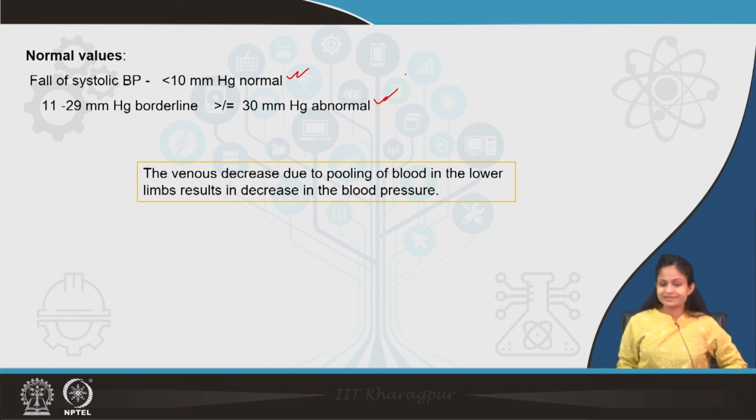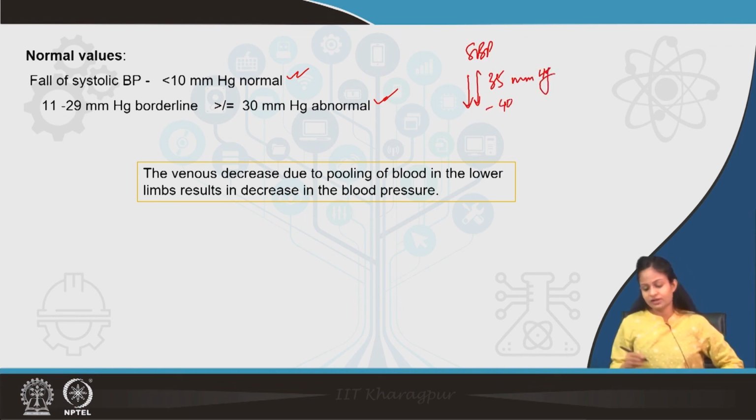Now, this test should not be done with a person who is having severe orthostatic intolerance. In case of severe orthostatic intolerance, usually the systolic blood pressure drops by more than 35 to 40 millimeter of mercury. So, in those persons, and in pregnant women also, where we generally see hemodynamic instability, this test should not be done.